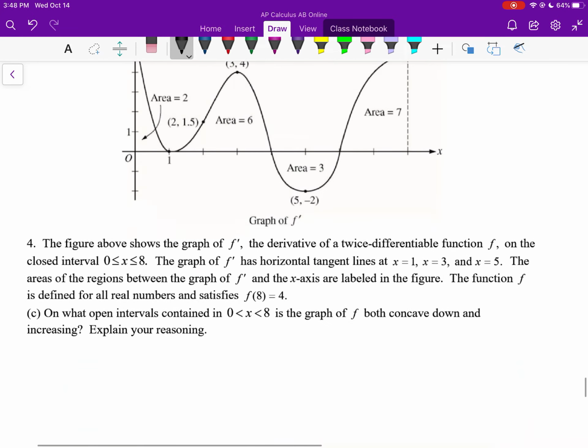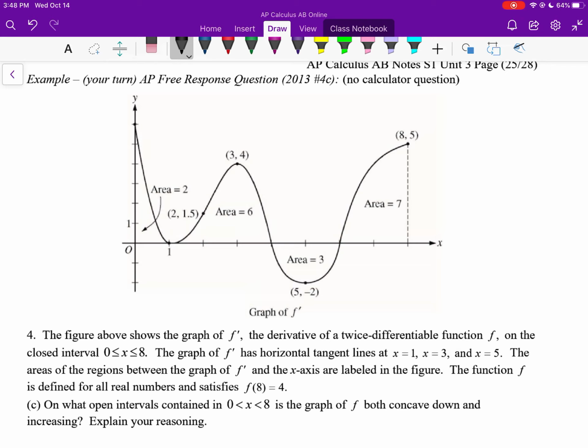This last one over here, I think it's the last one. Yep, it is the last one. This is your turn. We'll read it together and I'll let you guys work on it.